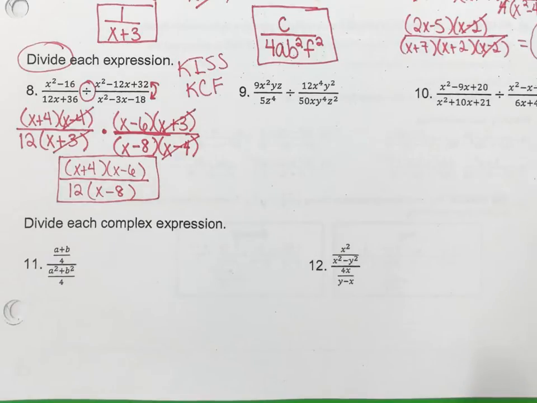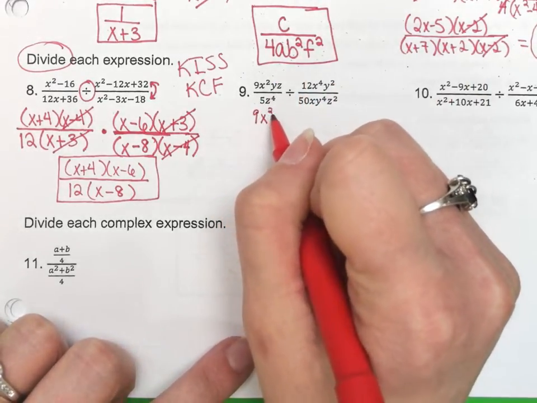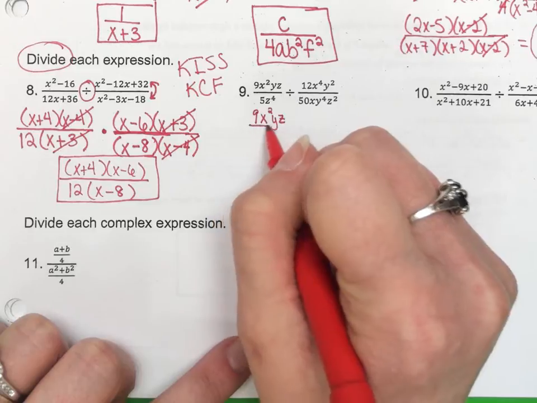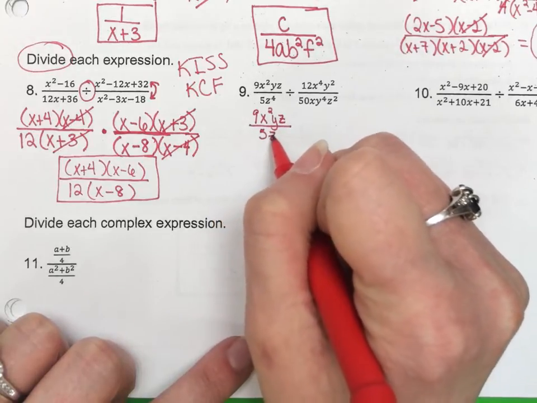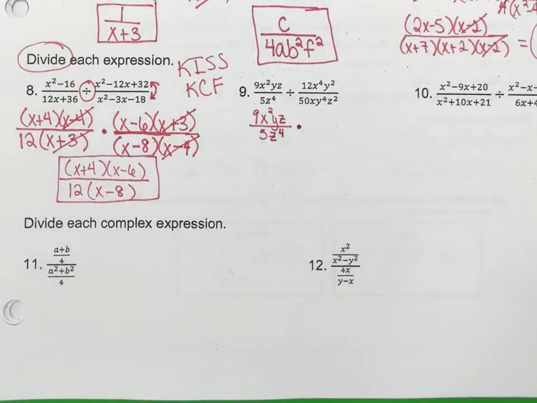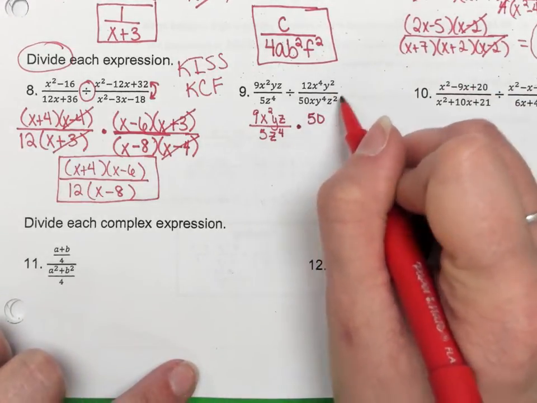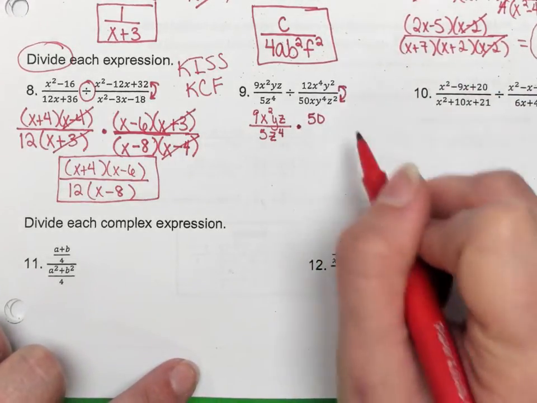Y'all okay? All right, what about number 9? What do you notice? It's all one conglomerate. You can't factor anything, right? So we're going to keep the first fraction. You might want to write a little small on this one, okay? Don't do anything to the first fraction, just keep it the way it was. Then we're going to change division to multiplication, because division is not real easy to do, okay? Then we're going to flip the second fraction.